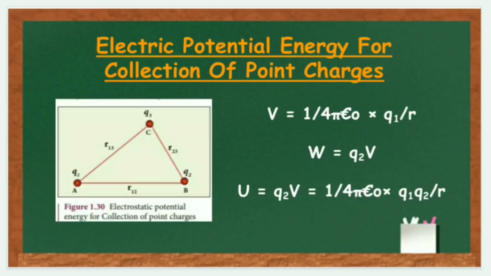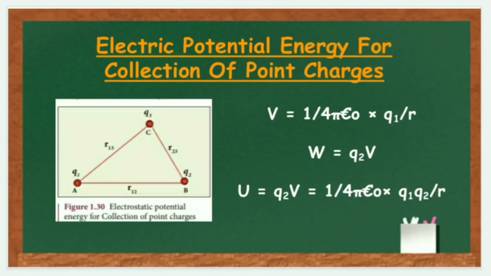Right? Electric force is given by Coulomb's law, 1 by 4 pi epsilon Q1 Q2 by R square, and electric field is given by the formula 1 by 4 pi epsilon naught Q by R square. Then what about potential? Then it is given by the formula 1 by 4 pi epsilon naught Q by R.